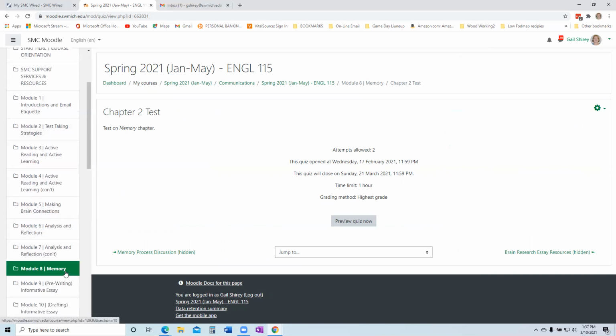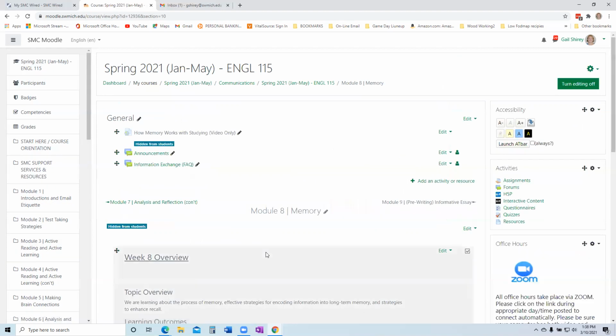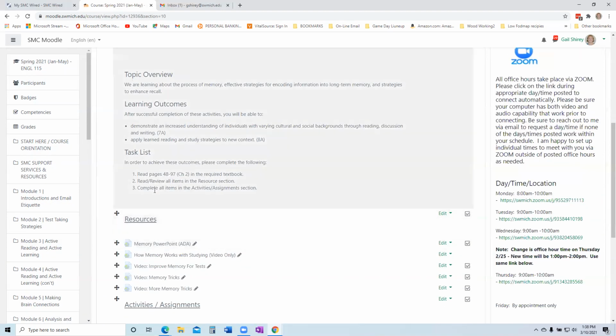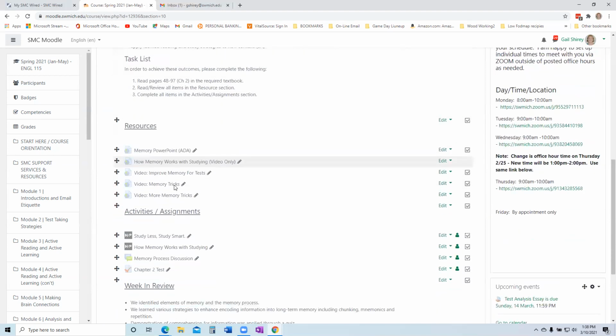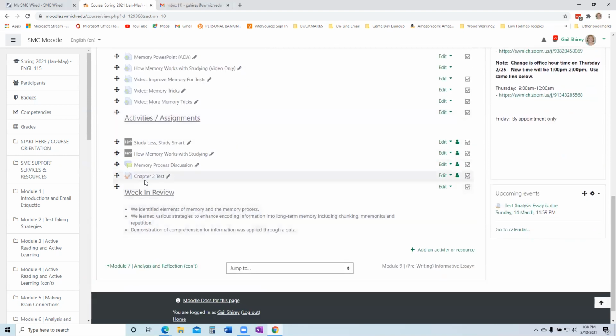And I will tell you that anything within chapter 2 of the textbook, that content is what's being tested on for that. Also, anything that's within the memory PowerPoint. So this memory PowerPoint and chapter 2, that all covers content in regards to the memory process. And that is what the test is covering for content.